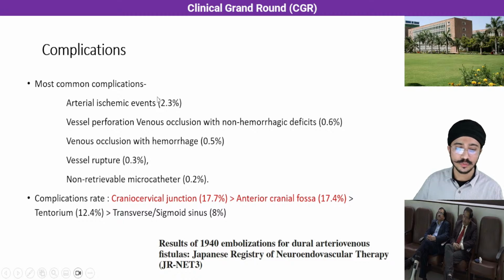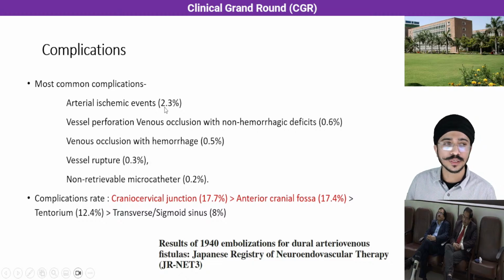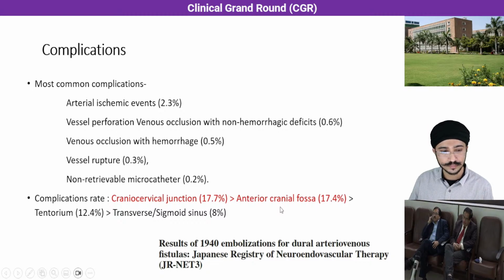The most common complications that we see are arterial ischemic events and stroke, and these are probably due to the ECIC anastomosis that we see. Vessel wall perforation and venous occlusion with hemorrhage are other complications. Vessel rupture is one of the other complications. A non-retrievable microcatheter is observed in 0.2% of cases. The complication rates are highest in craniocervical junction dural AV fistulas and in anterior cranial fossa fistulas.